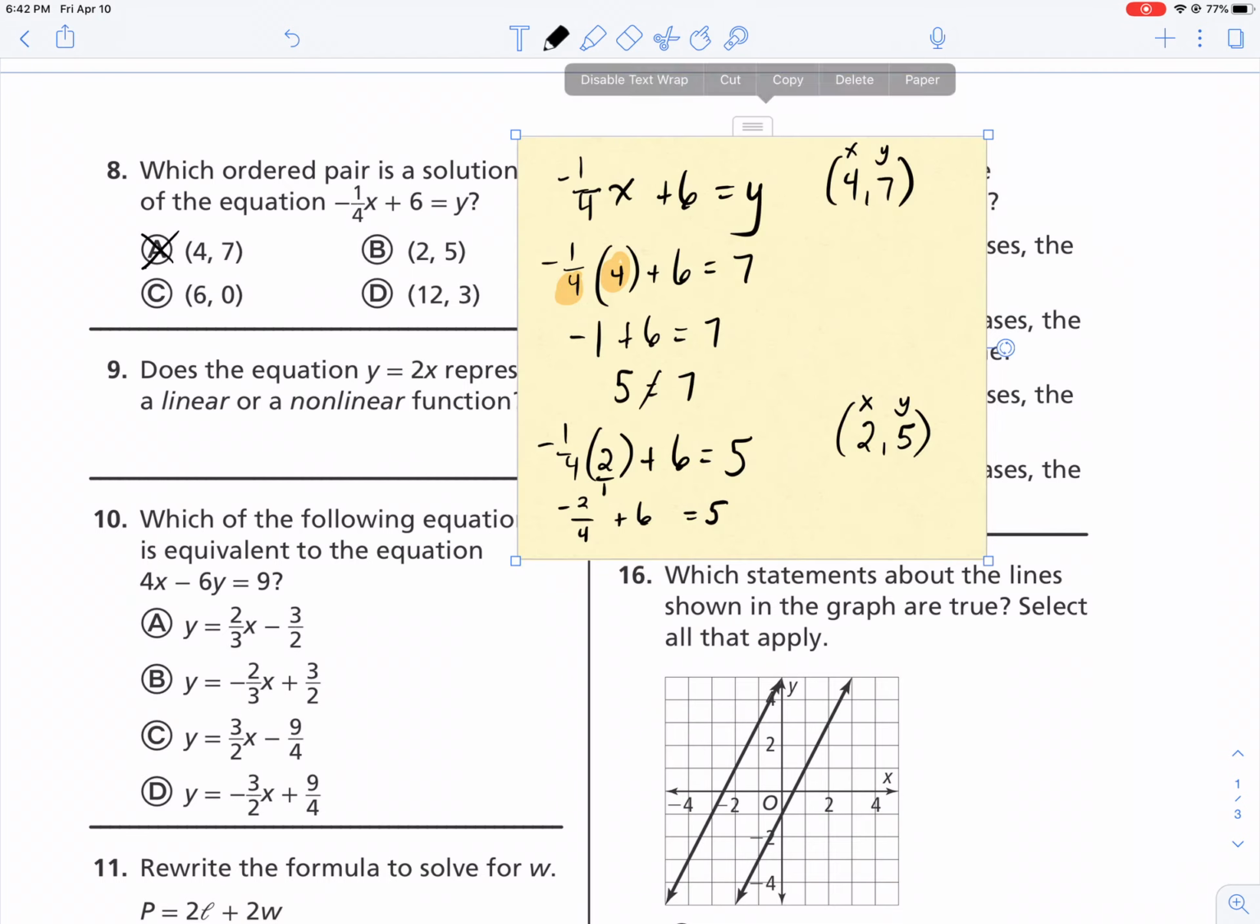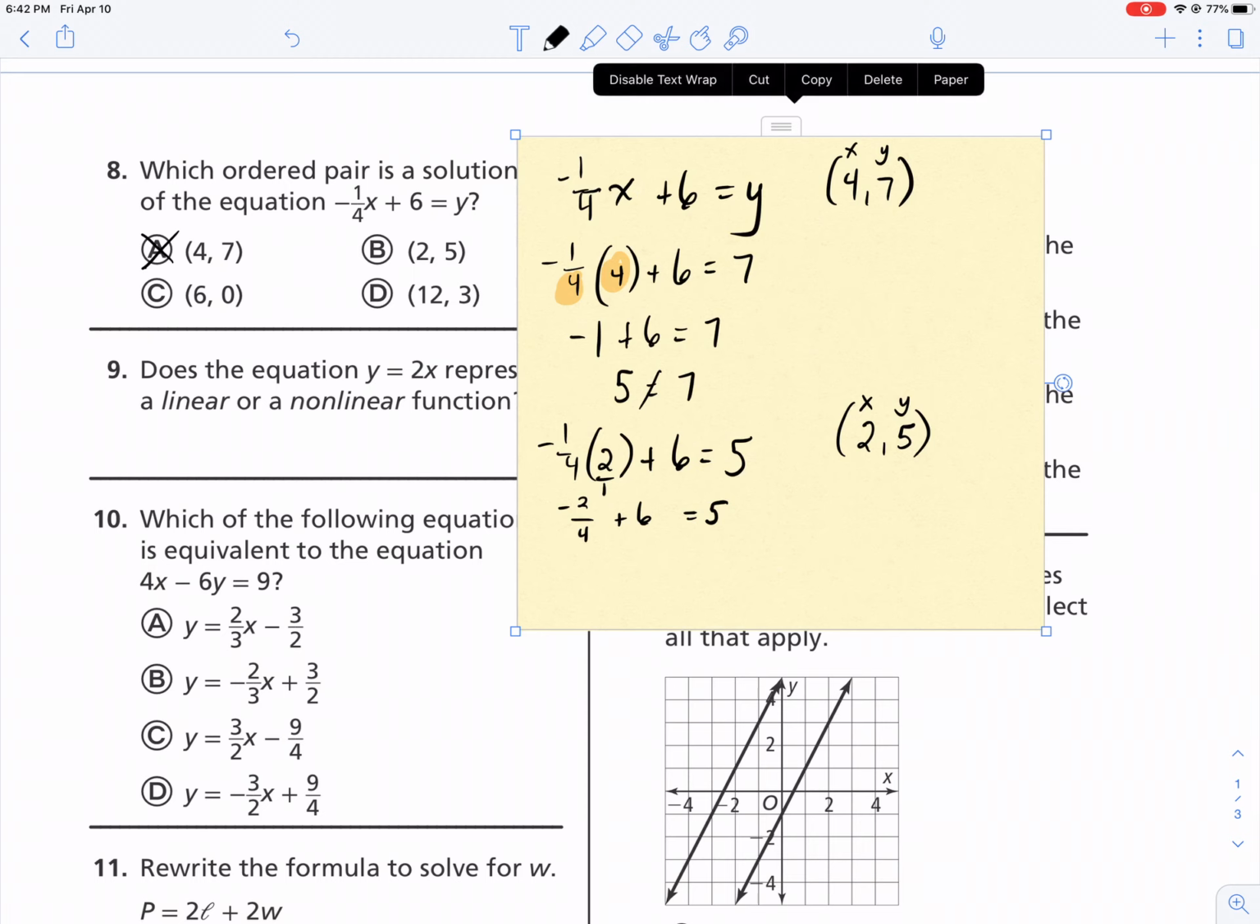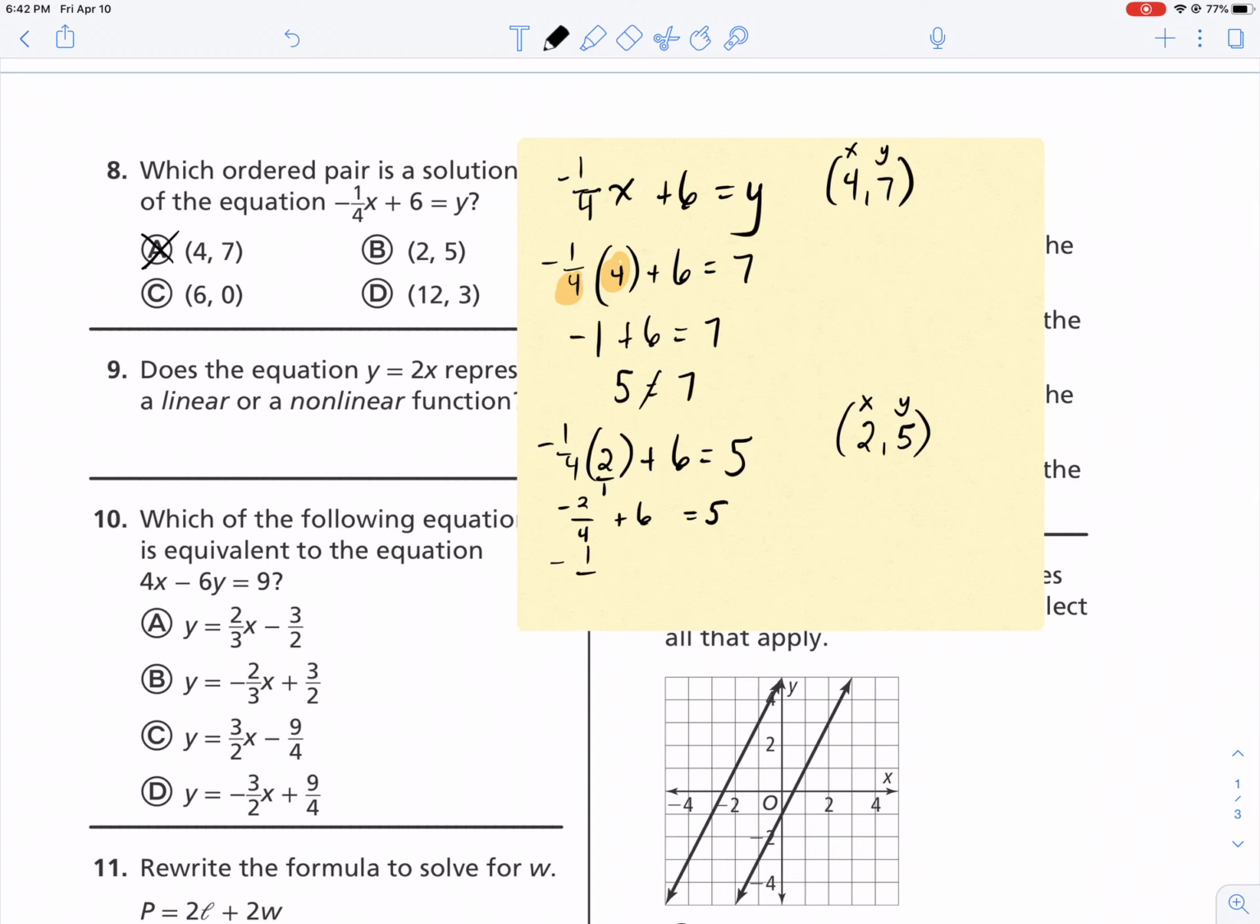If we remember, with our fractions, we can reduce them. So we're going to end up with negative 1/2 plus 6 equals 5. It's like I have $6, and then I use 50 cents of it. And so I end up with 5.50, or you can say 5 1/2, or an improper fraction. And we say that is not equal to 5 as well. So in that case, B does not work. I'm going to move this sticky note down and get us a new sticky note.